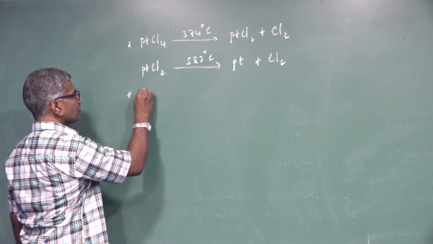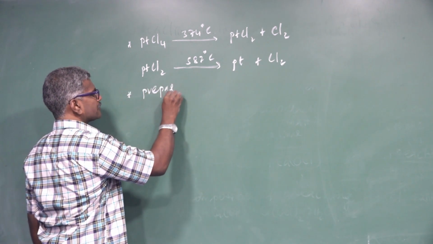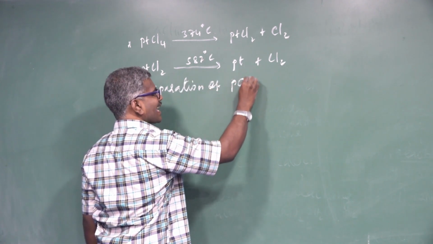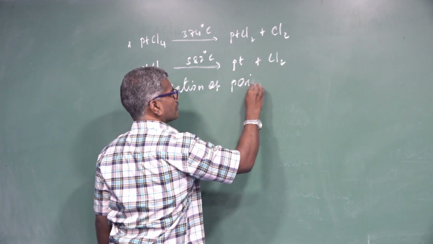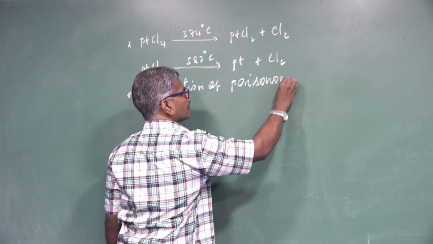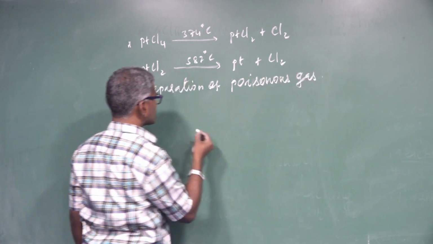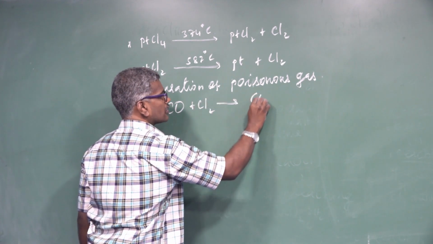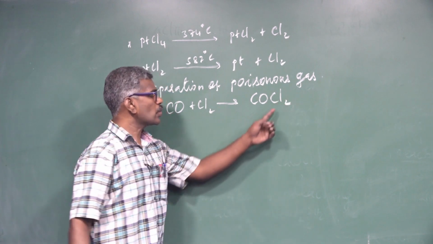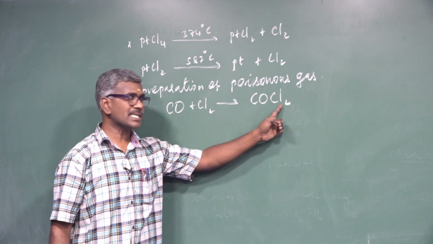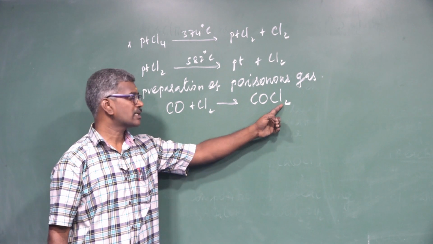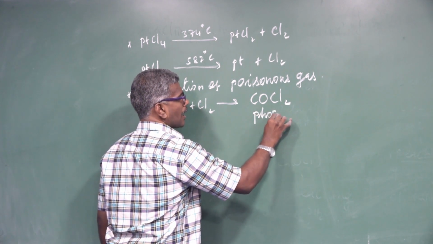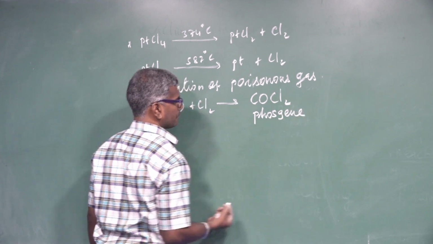Another one, preparation of poisonous gas. That is carbon monoxide reacts with chlorine to form COCl2. That is a poisonous substance. That is phosgene. All are same.